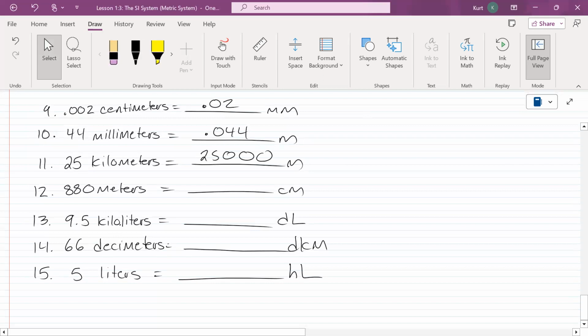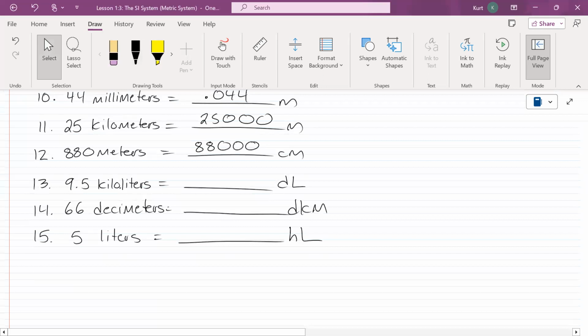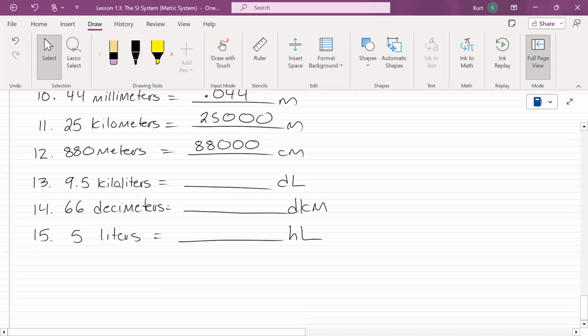880 meters to centimeters. You're going smaller. You're going to shift to the right 2 spaces because 100 is 2 zeros and a centimeter is 100 times smaller. So you got your 880, then add 2 more zeros. Okay, next. Kiloliters to deciliters.